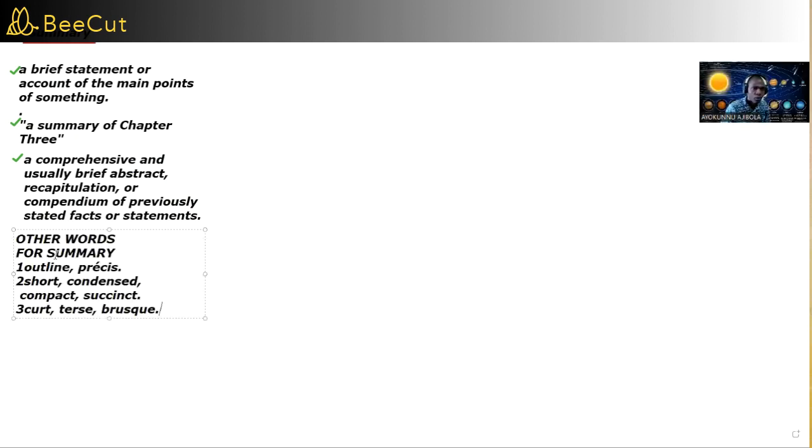So, other words for summary. Number one, outline, precise. Number two means short, condensed. And number three means compact, and so on and so forth.